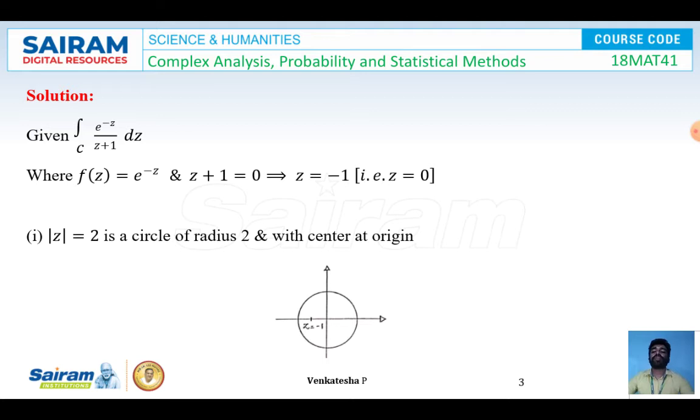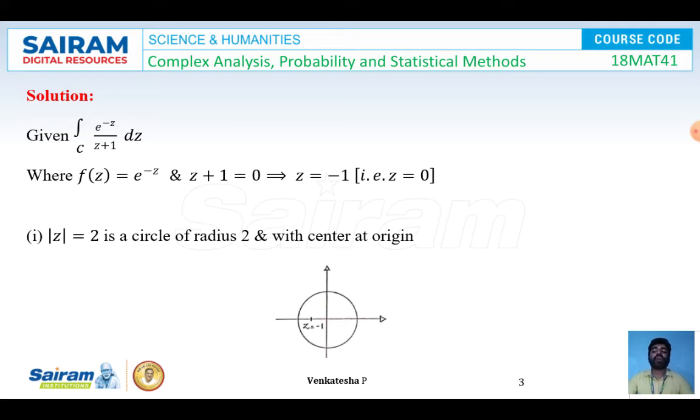So the given integral is the integral over C of e^(-z)/(z+1) dz. By comparing this with the formula, the integral over C of f(z)/(z-a) dz, we can take the function f(z) = e^(-z), and the term z+1 equated to 0 gives the point z = -1.